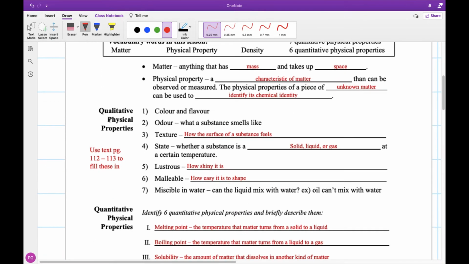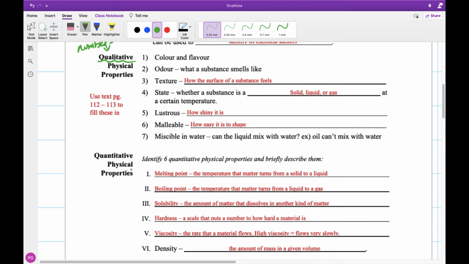So some common qualitative physical properties. Qualitative just means that there are no numbers involved. These are just descriptions. So something like color or flavor, so it's yellow or it tastes salty. The odor, what it smells like. Texture, how the surface feels. The state: solid, liquid, or gas. Lustrous is how shiny it is. Malleable is how easy it is to shape. And miscibility, or miscible in water, is basically can it mix with water. So for instance, oil can't mix with water. If you want to see some more information, these are the textbook pages that I encourage you to read.